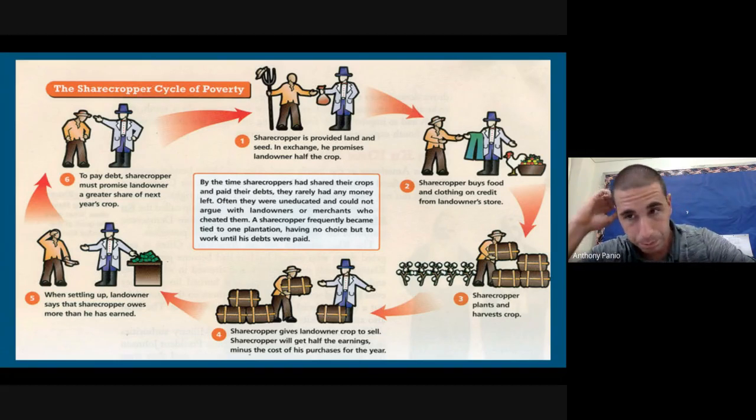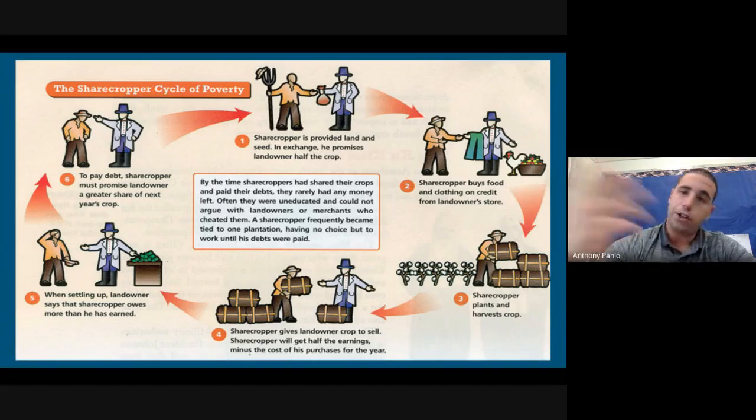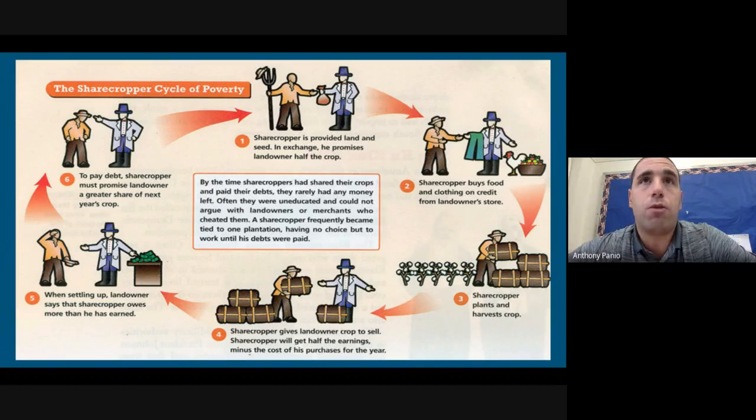Okay? Now, sharecroppers don't have things like rakes. They don't have things like plows. They don't have certain farming equipment at hand for the most part, because they were slaves. They didn't own this stuff. So now what do they have to do? They have to buy the food, the clothing, the equipment on credit from the landowner's store.